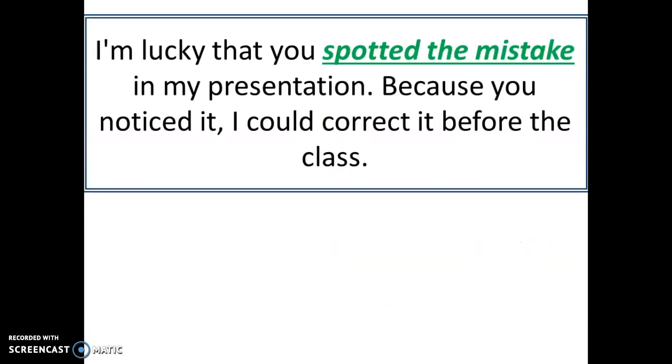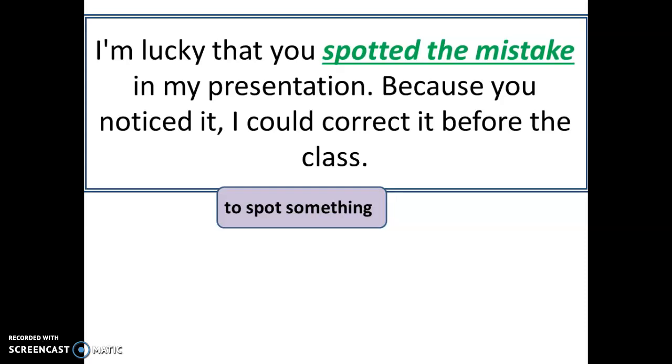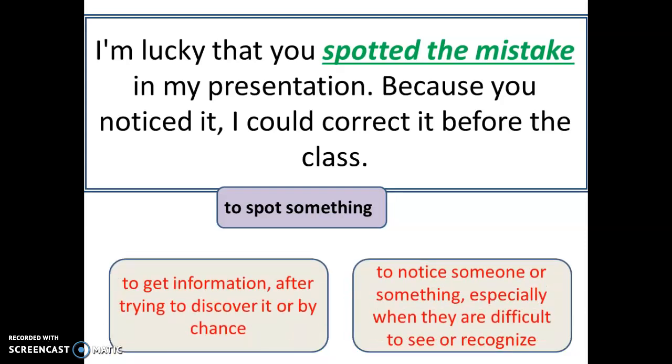I'm lucky that you spotted the mistake in my presentation. Because you noticed it, I could correct it before the class. The word is to spot something. Again, read and tell me which one the answer is. Okay, to spot means to notice someone or something, especially when they are difficult to see or recognize. Don't forget this is a verb. When it's a noun, it's something different.